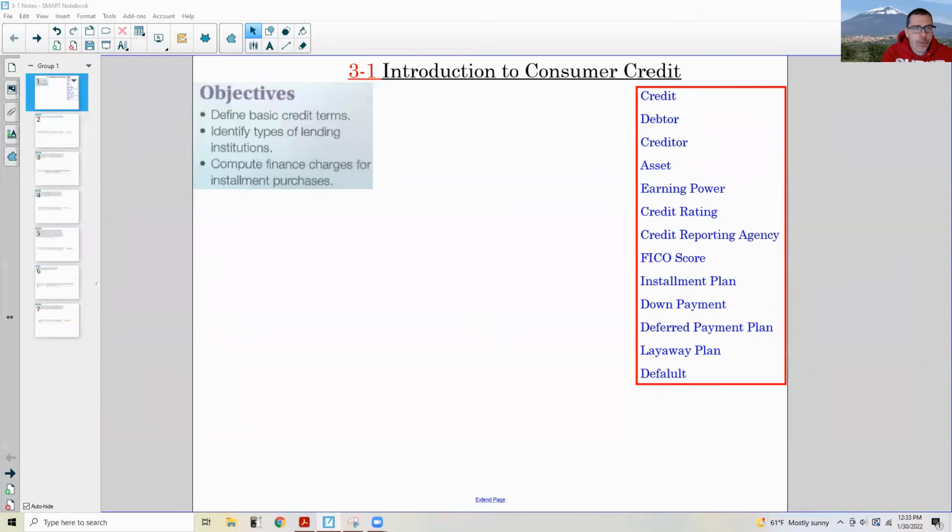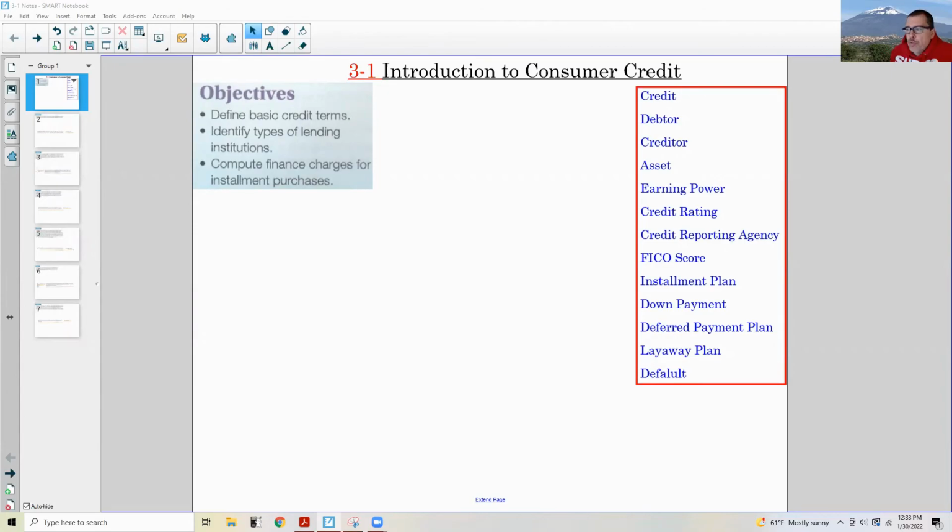Okay, this is chapter 3.1, Introduction to Consumer Credit. The objectives for this lesson are to define basic credit terms, there's a lot of them, identify types of lending institutions, and compute finance charges for installment purchases. All right, so let's start off by going over the definitions.